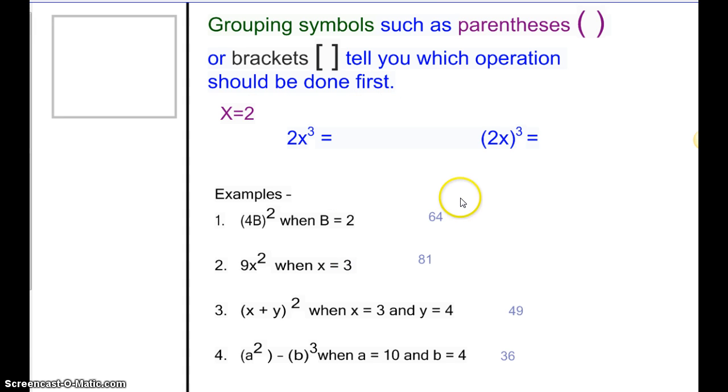All right, here you go. I got 64 on this one, 81 here, this one is 49, and this one is 36. If you don't agree with me, I'm willing to argue it out tomorrow, but I'm right. So if you got something different, figure out what you got, and if you can't figure it out, put a star by it, and tomorrow when we come back to class, we can discuss it and figure out what happened.